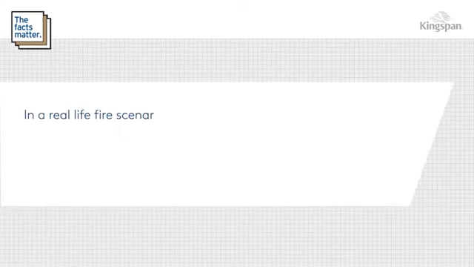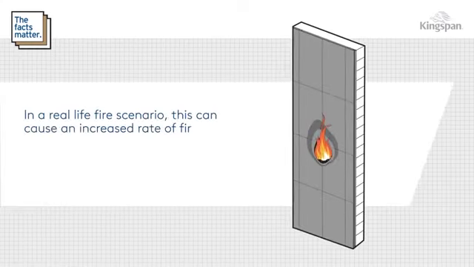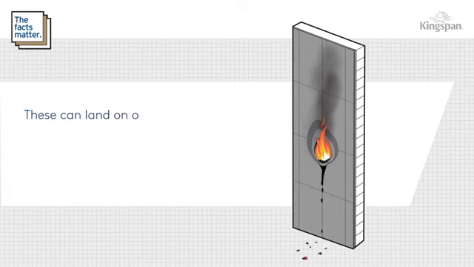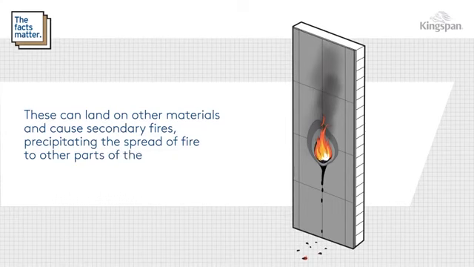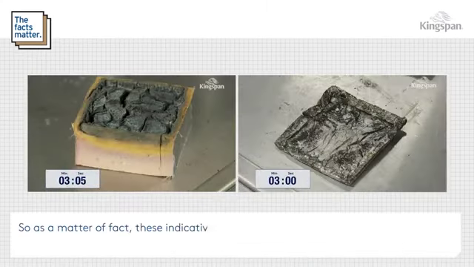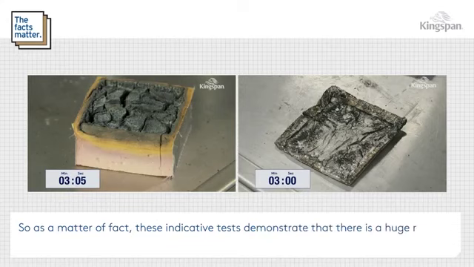In a real-life fire scenario, this can cause an increased rate of fire spread. If positioned vertically within a building system, flaming droplets can fall from the material. These can land on other materials and cause secondary fires, precipitating the spread of fire to other parts of the building. So, as a matter of fact, these indicative tests demonstrate that there is a huge range in the burning behaviour of combustible materials.